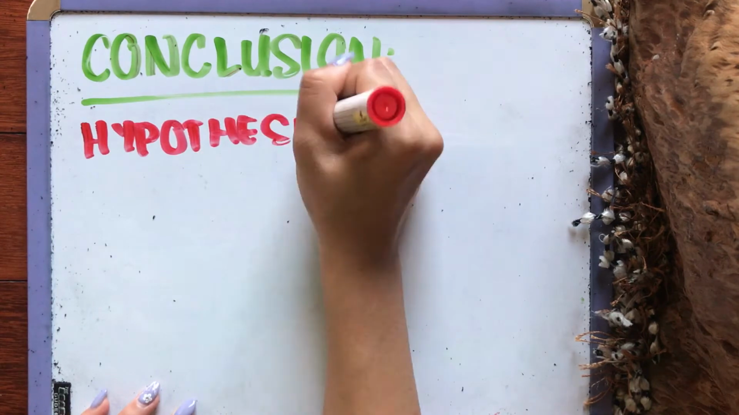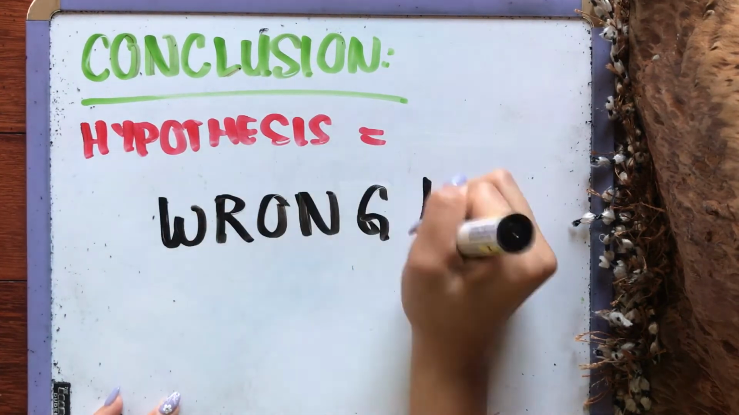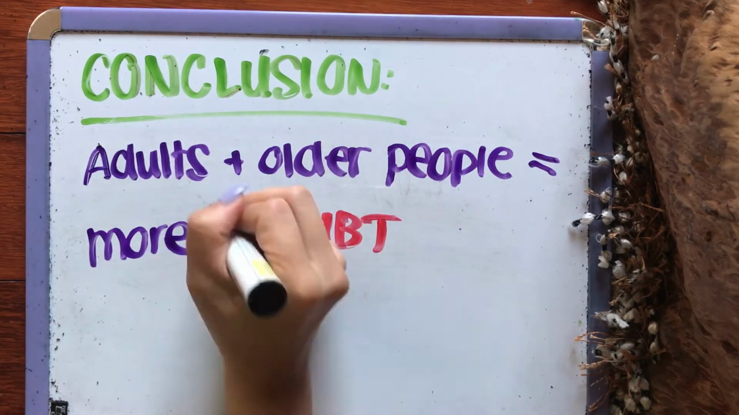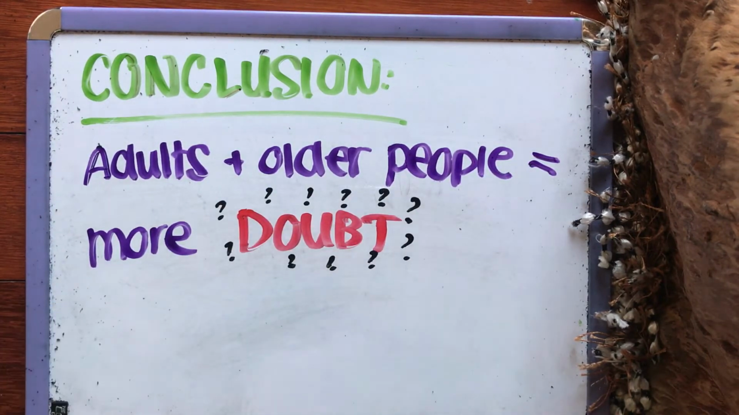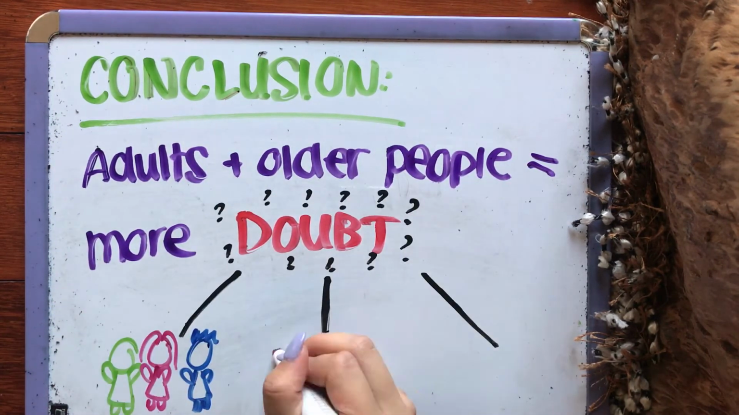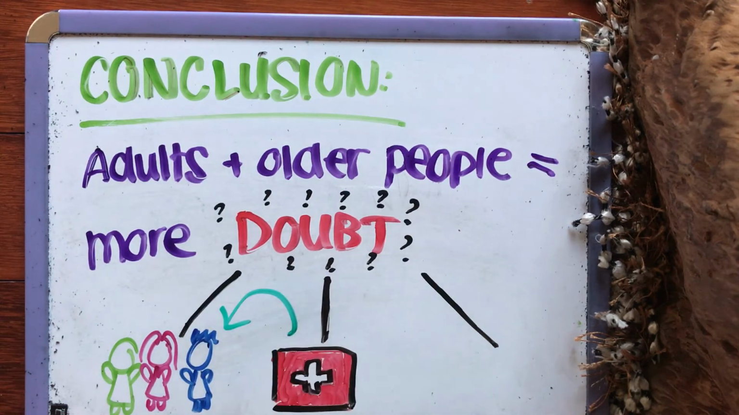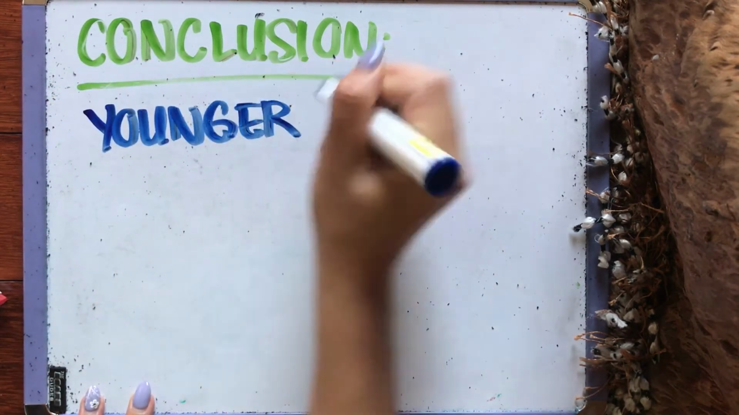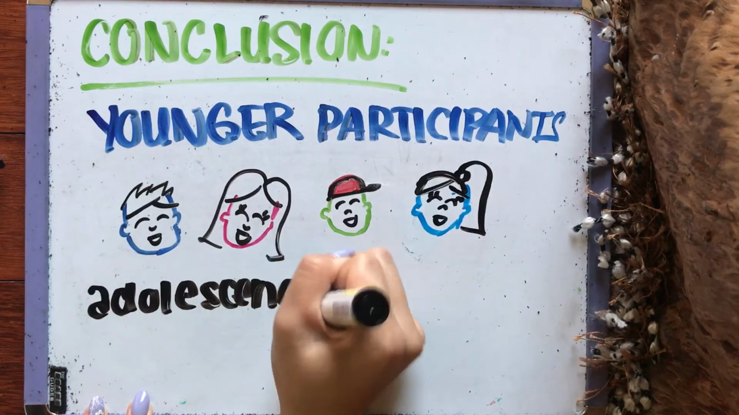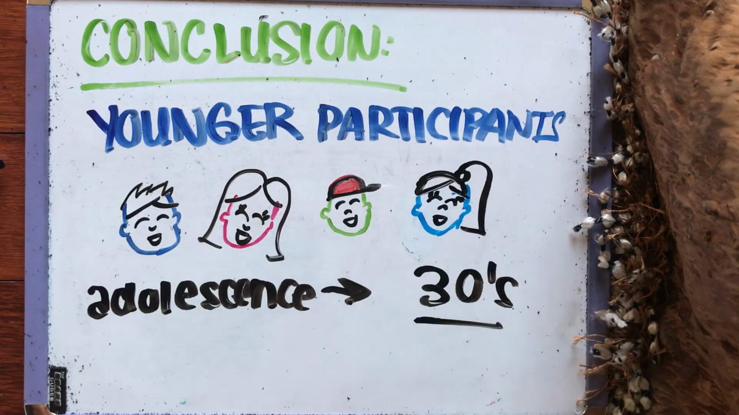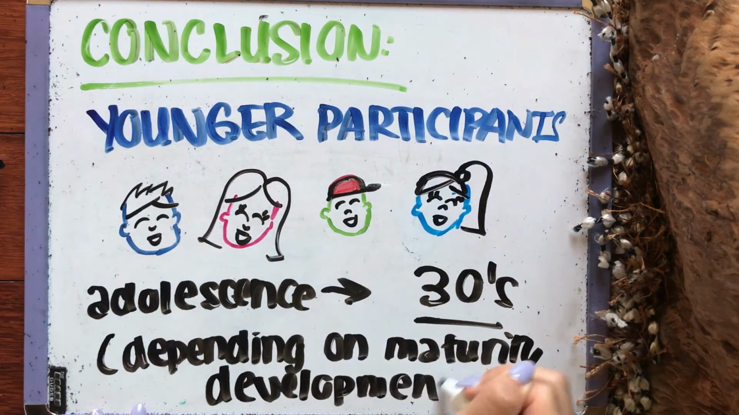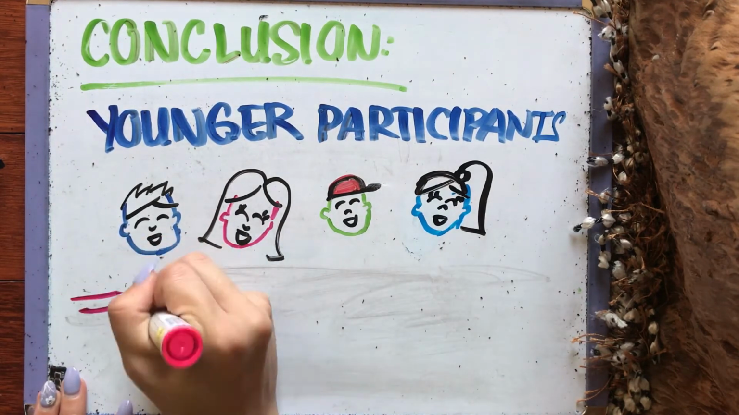In conclusion, through our investigation, we realized that our hypothesis is actually wrong and that older participants exhibit more doubt in their decision-making for moral dilemmas due to their personal responsibilities to their children, personal safety, their children's safety, and experiences in their lives that have influenced the way that they view ethics. Moreover, younger participants exhibited more brashness as well as certainty in their responses compared to their older counterparts, which could be attributed to their maturity development.